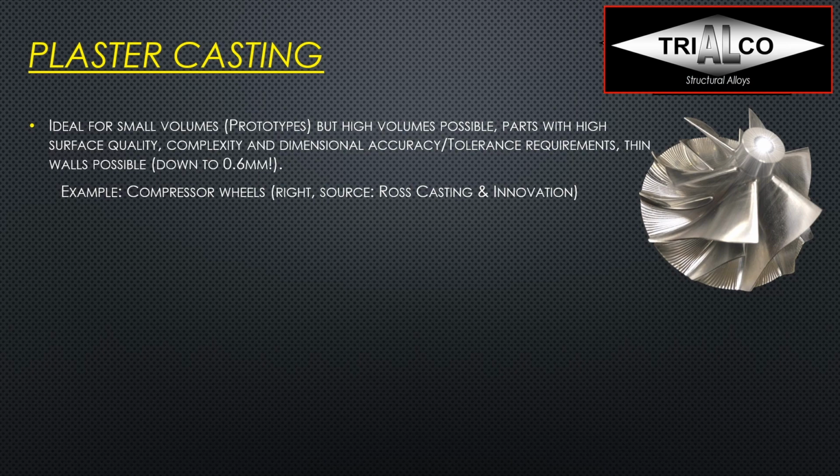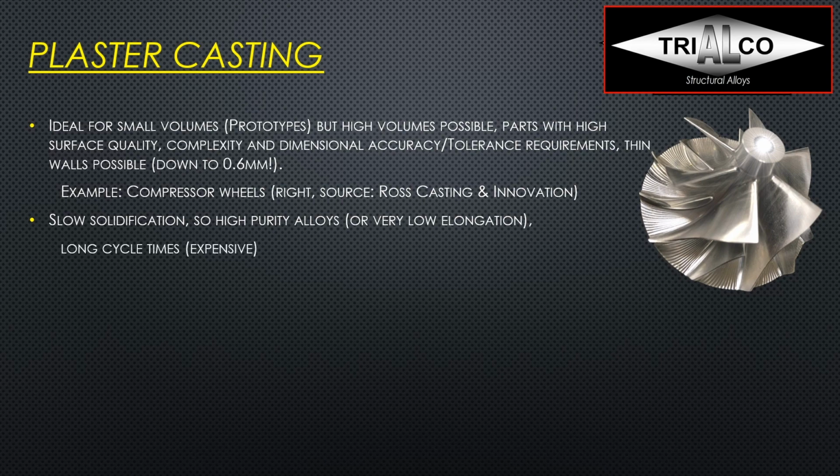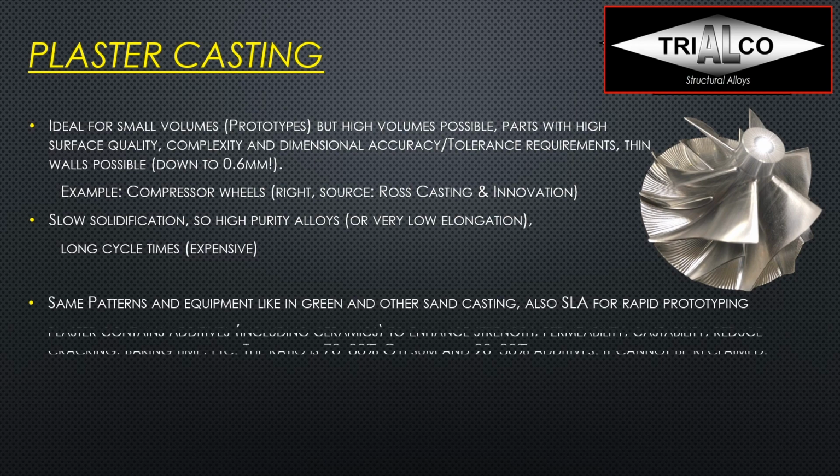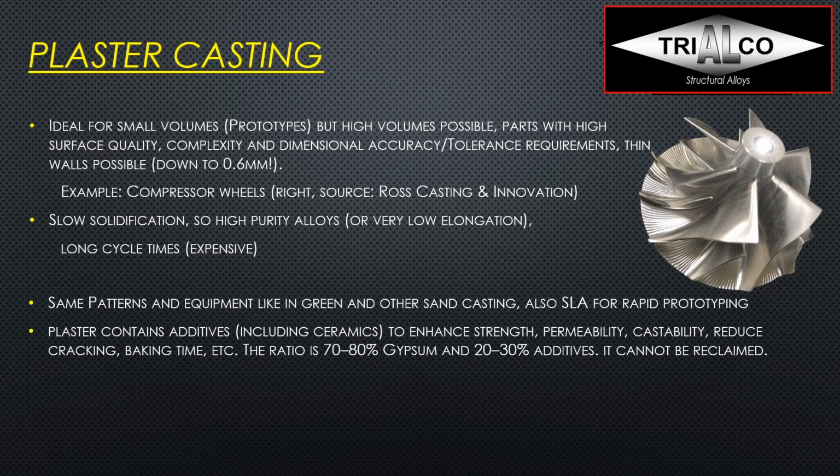This is a process that can really compete with die casting, except that you do not have the highest solidification rate, of course. So you have a slow solidification, and you therefore need high purity alloys if you want to get good elongation. And you'll end up having long cycle times, which makes it pretty expensive. But of course, your molds are not as expensive as in die casting. But you can use the same patterns and equipment like in green or other sand casting, or also stereolithographic rapid prototyping. The plaster contains additives, including ceramics, to enhance strength, permeability, castability, reduce cracking, baking time, etc.